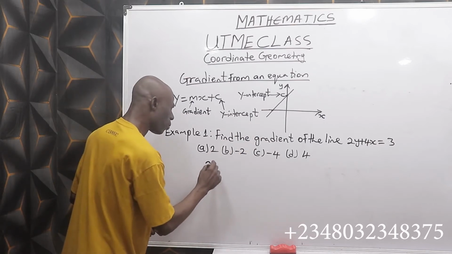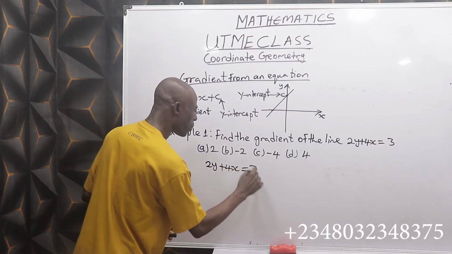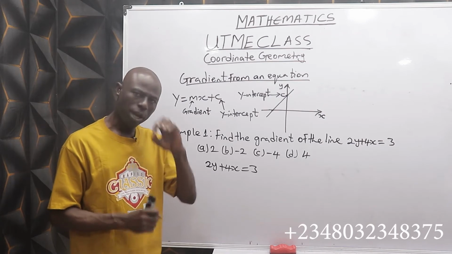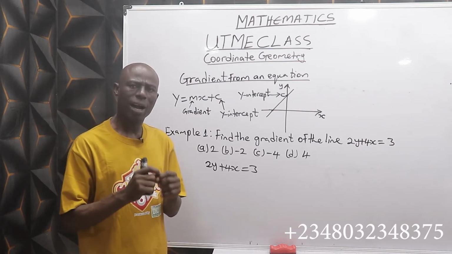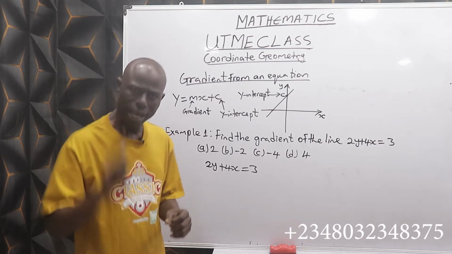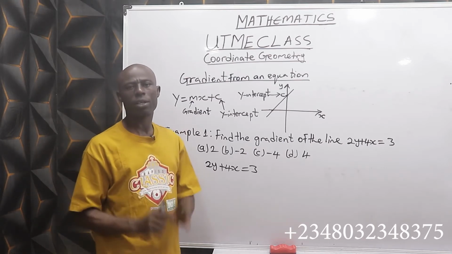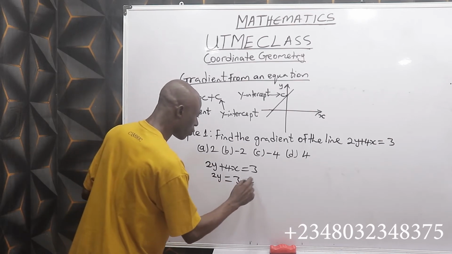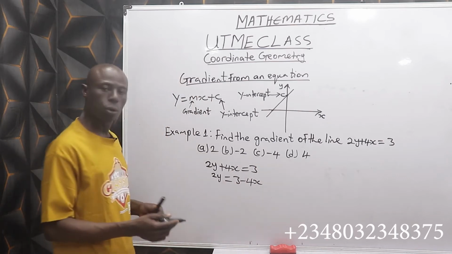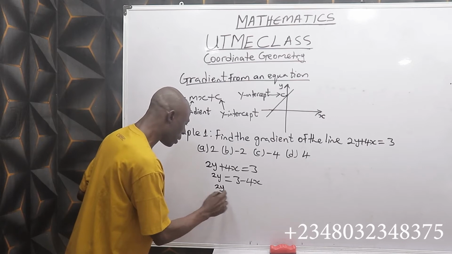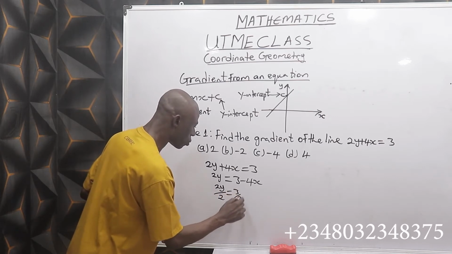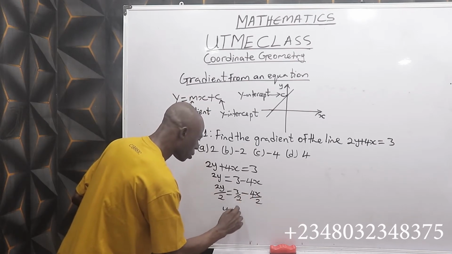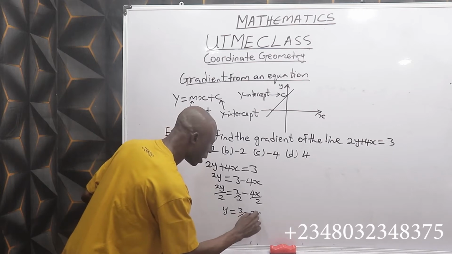Anytime you are given this kind of question to find the gradient, you just simply make y the subject of the formula. By the time you make y the subject of the formula, whatsoever is the coefficient of x is our gradient. So let's make y subject of the formula. 2y equals 3 minus 4x. We divide through by 2. So we have 2y divided by 2 equals 3 divided by 2 minus 4x divided by 2. So we have y equals 3 over 2 minus 2x.